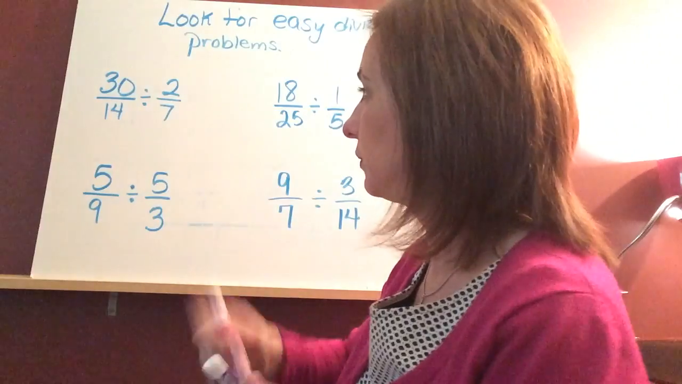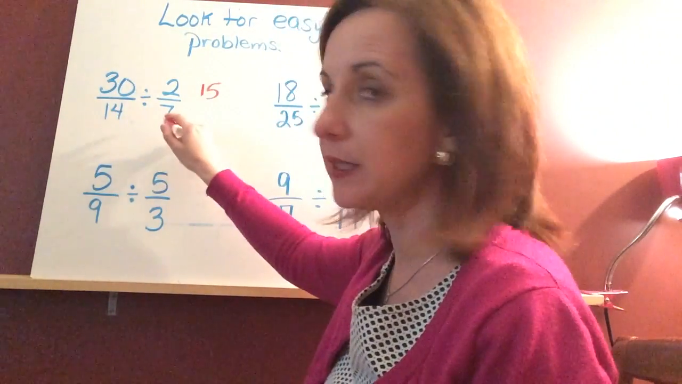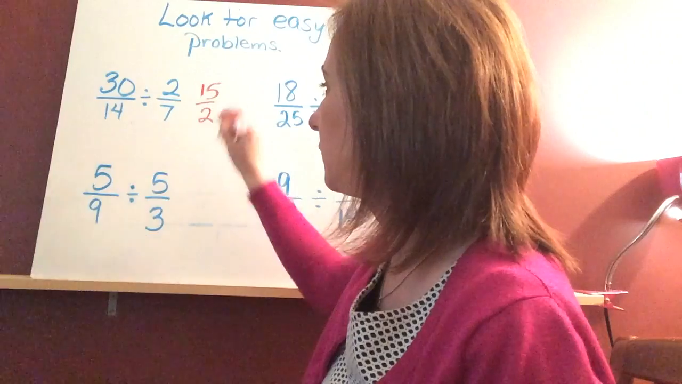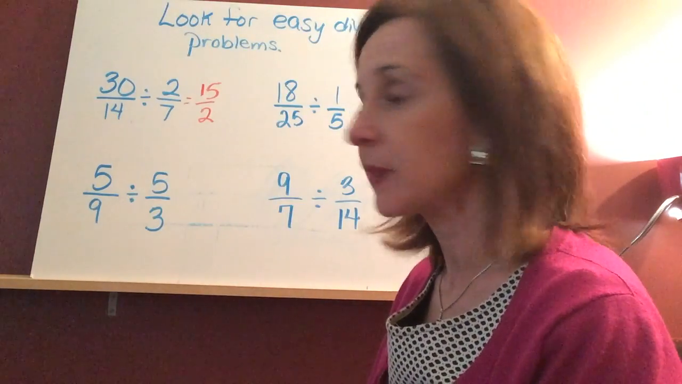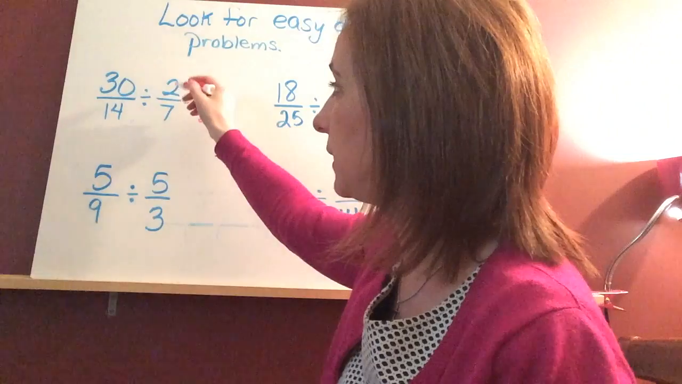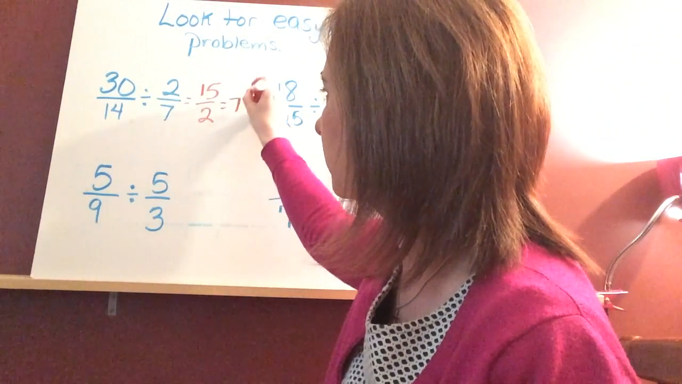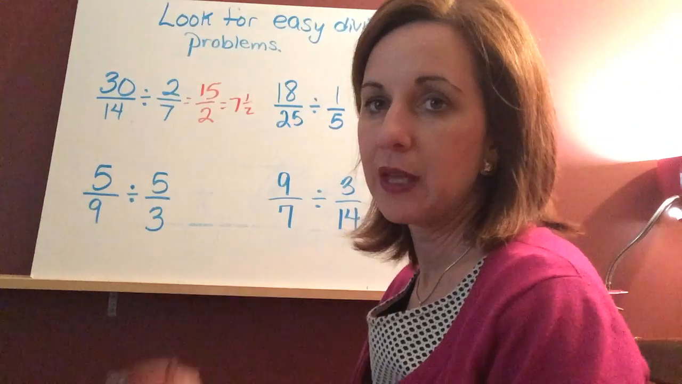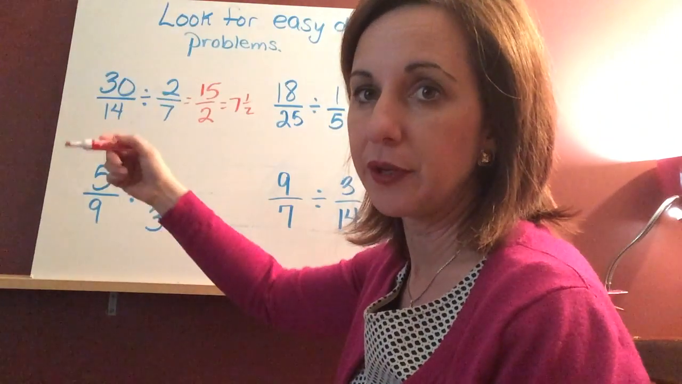30 divided by 2, straight across the top, is 15, and 14 divided by 7 is 2. And so the answer to this division problem is 15/2. Now, if you were going to answer the question, how many 2/7 are in 30/14? Well, the answer probably best would be answered as 7.5. 7.5 sets of 2/7 makes 30/14.